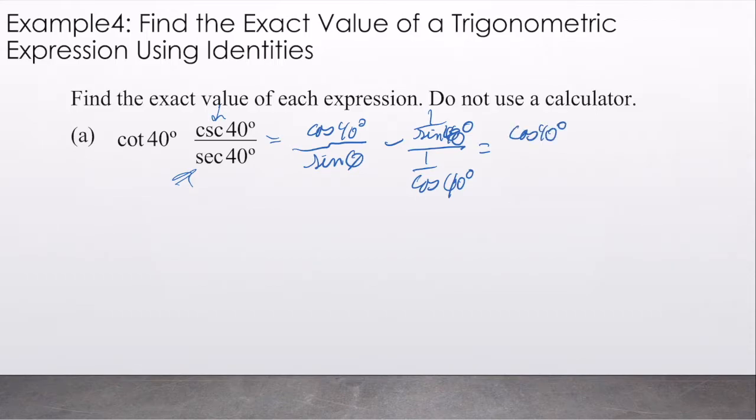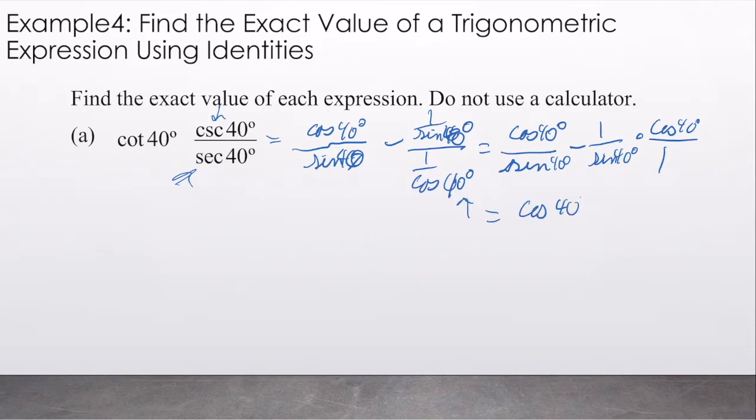Well, that means that cosine of 40 degrees over sine of 40 degrees minus 1 over sine of 40 degrees times cosine of 40 degrees over 1, right? We've got a complex fraction here. That gives me cosine of 40 degrees over sine of 40 degrees, minus cosine of 40 degrees over sine of 40 degrees. That's just going to give us 0.